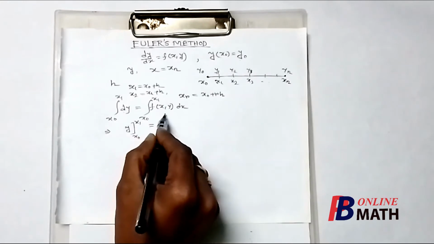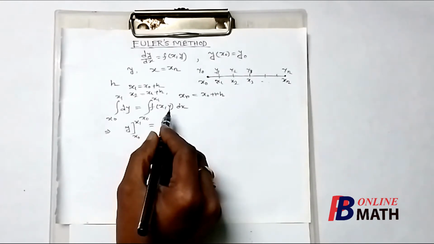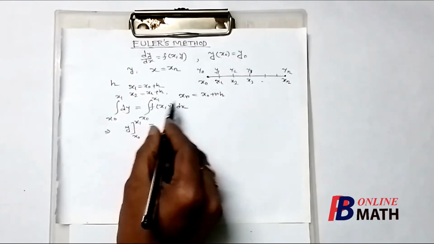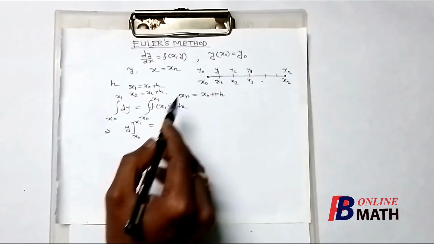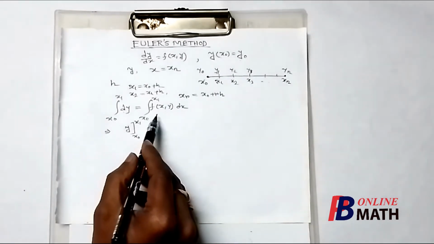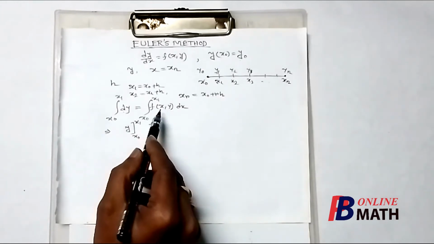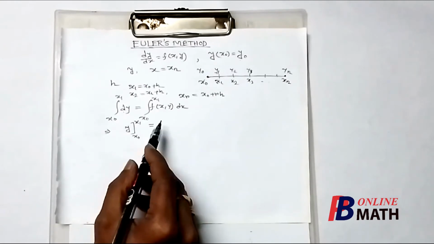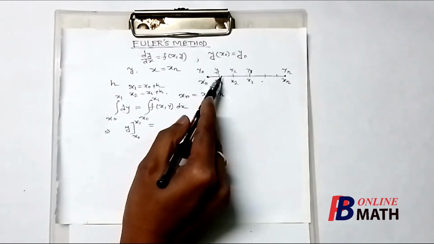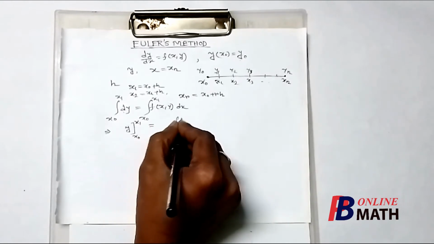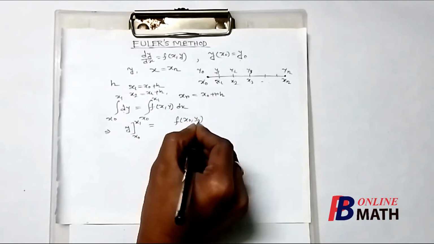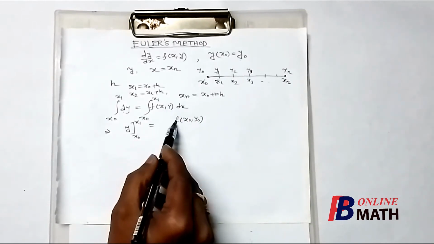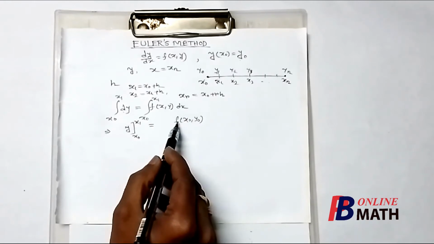Now this is a function of x and y. Actually, f(x, y) varies between x0 and x1. But in Euler's method, we shall assume that the function f(x, y) remains constant between x0 and x1. We shall assume that the functional value in this range is f(x0, y0). So we assume that between x0 and x1, the value of f(x, y) remains constant, which is f(x0, y0).